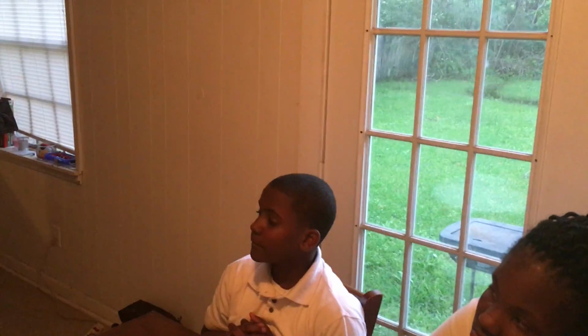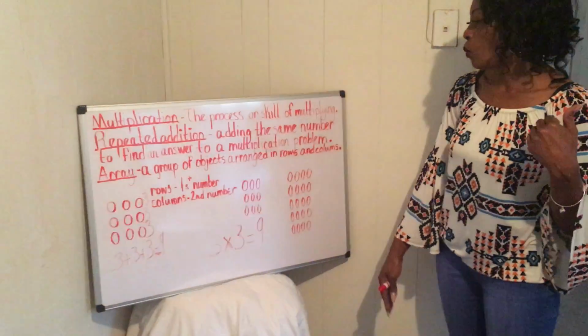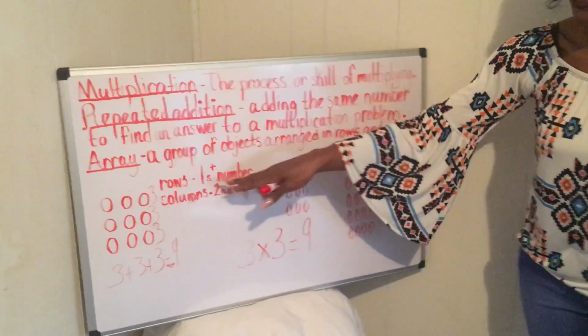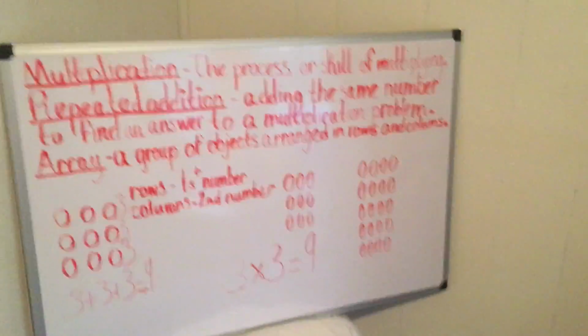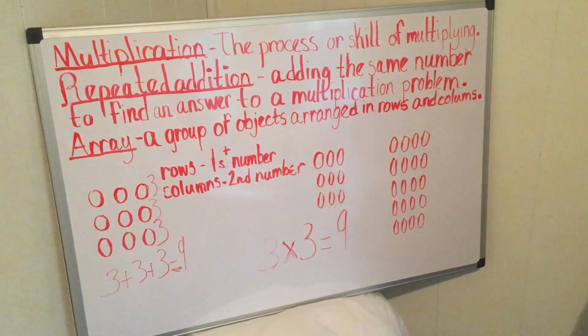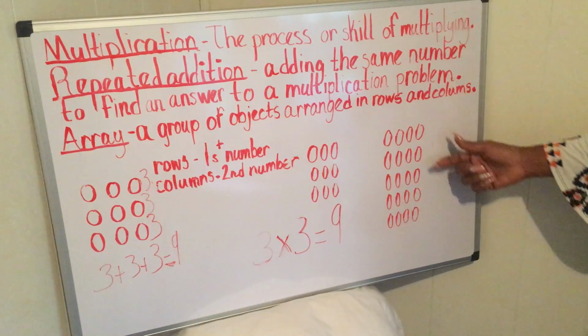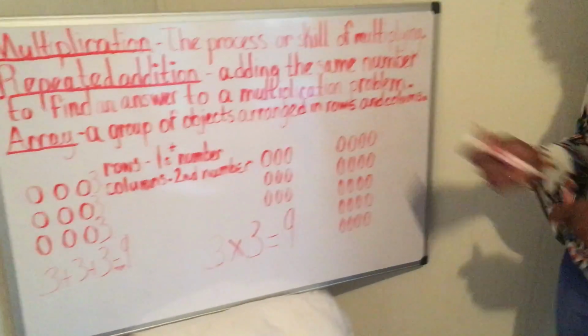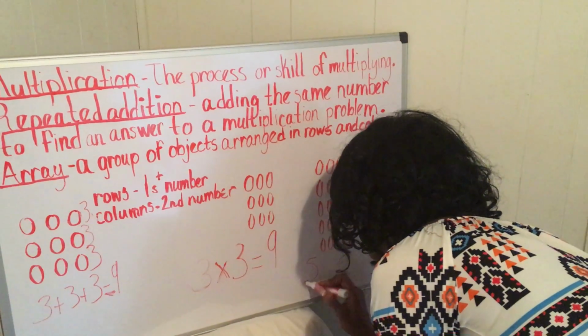Last array before I let you try some on your own, okay? Now, let's do this one together. What is the first number going to be represented by again, guys? Rows. The first number is represented by what again? Rows. How many rows do we see? 1, 2, 3, 4, 5. All right, there's a total of 5 rows.